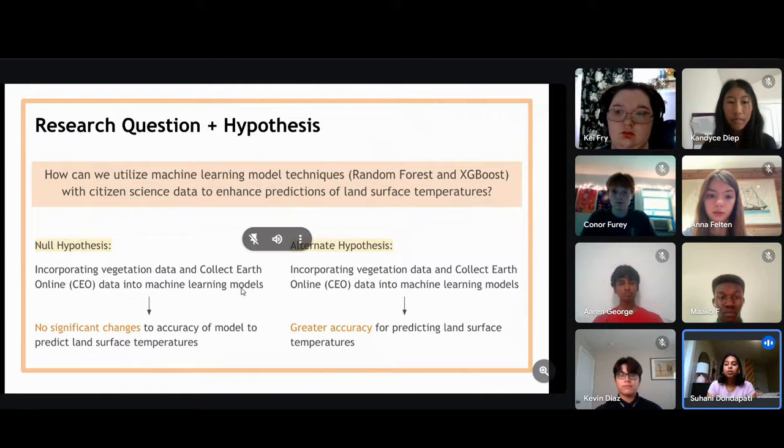Our research question is: can we utilize machine learning model techniques such as the random forest and XGBoost models with citizen science data in order to enhance predictions of land surface temperatures? Our null hypothesis is that incorporating vegetation data from Globe Observer and Collect Earth Online data into the machine learning models will garner no significant changes to the accuracy of the model to predict land surface temperatures. The alternate hypothesis is that adding this data would create greater accuracy of the models.